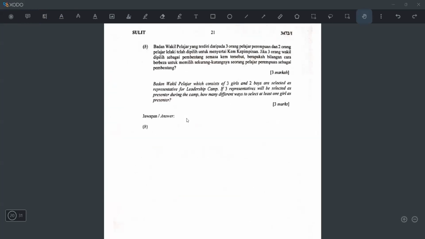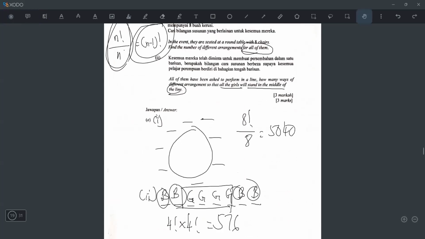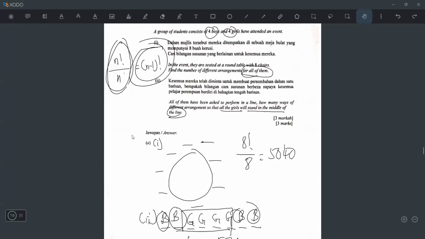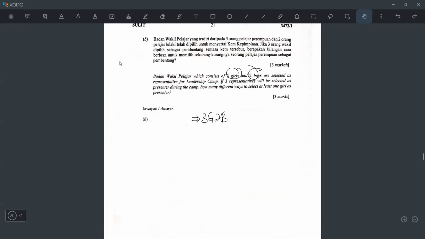Yeah. So B. Badan Wakil Belajar, which consists of 3 girls, 2 boys, are selected as representatives, for a leadership camp. So you want to select 3 girls, 2 boys. If 3 representatives will be selected as presenters, how? Wait, I don't understand. Is it related to this? I don't think so, right? It's not related.